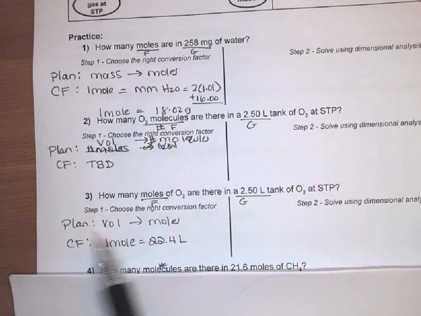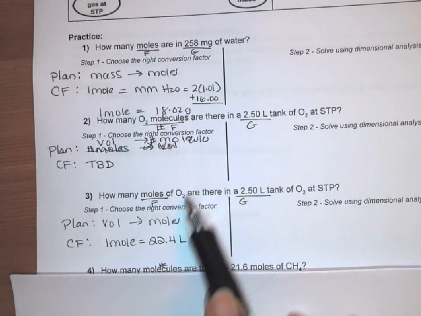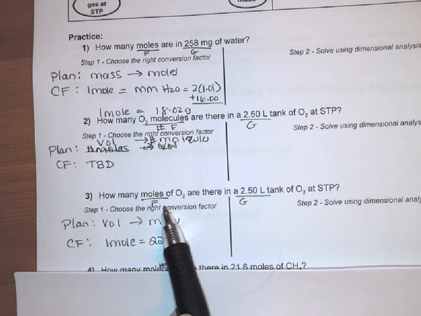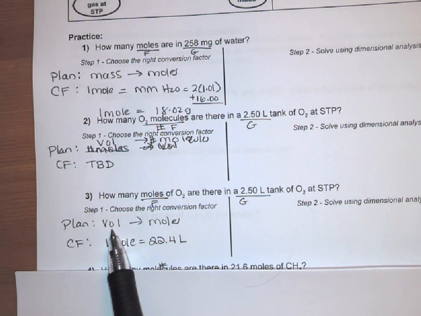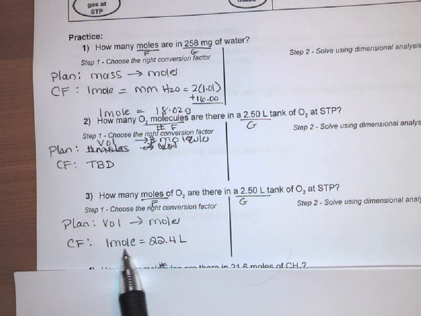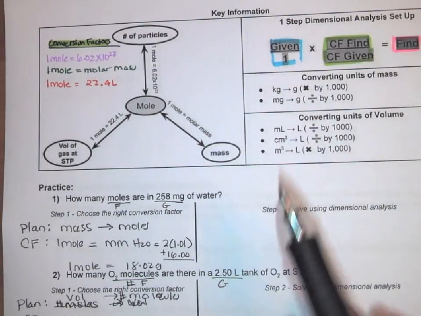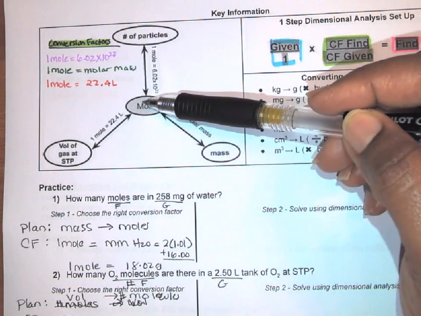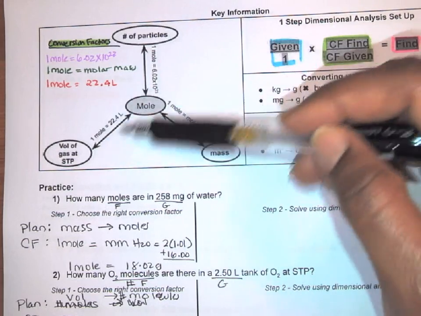Okay, the next problem: how many moles of O2 are there in a 2.50 liter tank? Now, these problems sound very similar, but notice in this case, they're asking how many moles. So I'm trying to find the number of moles, not number of particles, but moles. So I'm finding moles, and I'm given the volume. Once again, I know it's volume because it's in liters. So volume to moles, and in that case, I would use this conversion factor, 1 mole is equal to 22.4 liters. And if you're not sure about that, you're starting with volume, so you find your volume on the mole map. You're trying to get to moles. To do that, you have to pass through 1 mole is equal to 22.4 liters. And that's your conversion factor.